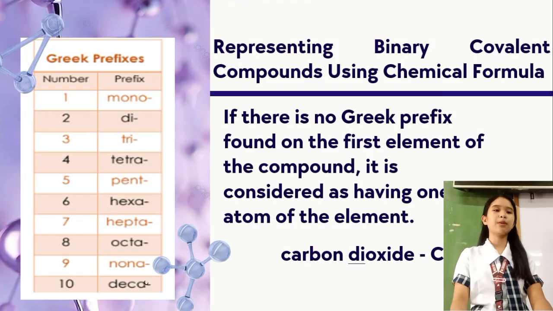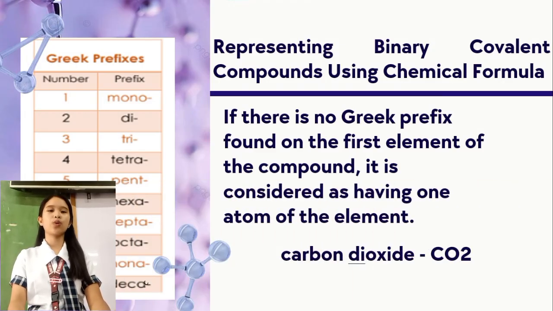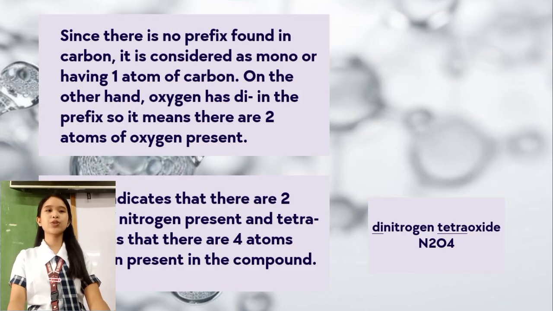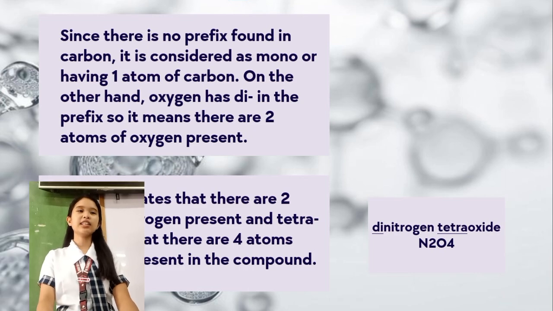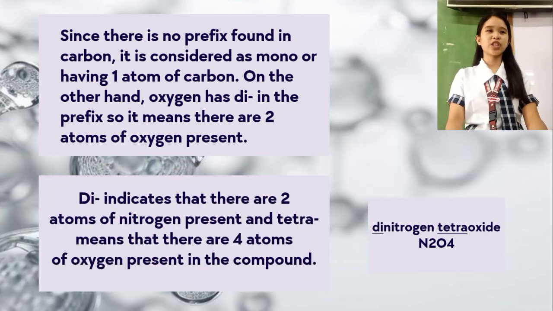Let's have this first example, carbon dioxide or CO2. Since there is no prefix found in carbon, it is considered as mono, or having one atom of carbon. On the other hand, oxygen has di in the prefix, so it means there are two atoms of oxygen present. Let's have this second example, dinitrogen tetraoxide or N2O4. Di indicates that there are two atoms of nitrogen present, and tetra means that there are four atoms of oxygen present in the compound. Now let's proceed to the types of chemical formulas.